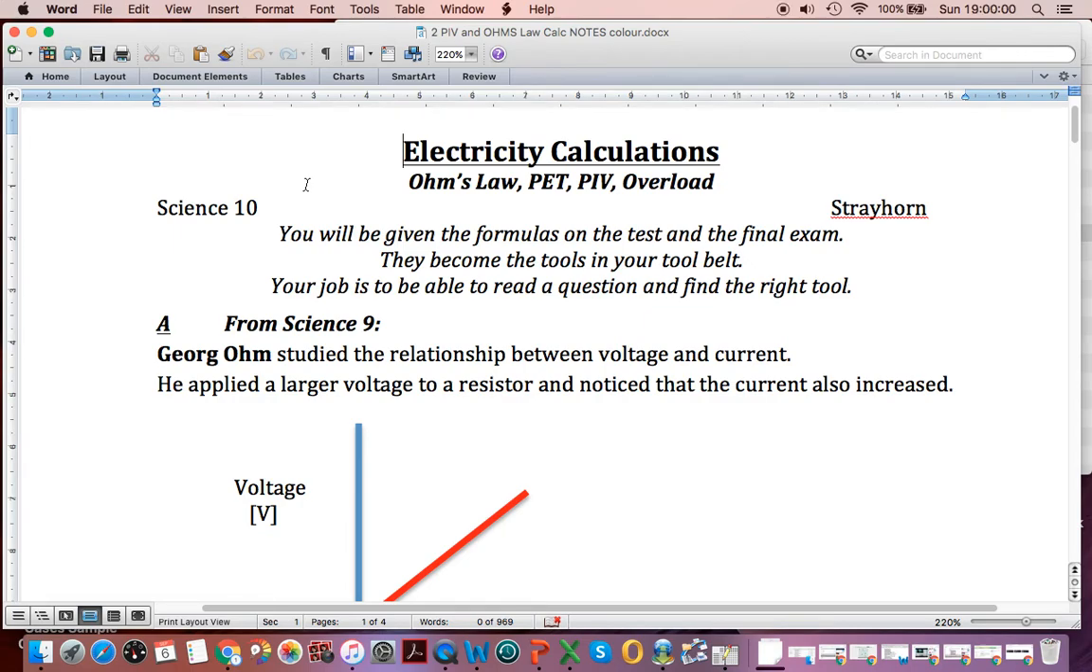Good day. You can see we're looking at electricity calculations, and this actually is 4 sheets of notes, so we'll do this in a few videos. It says Ohm's Law, you should know that from grade 9. PET, you should know from earlier in this course, and PIV, which will be coming up.